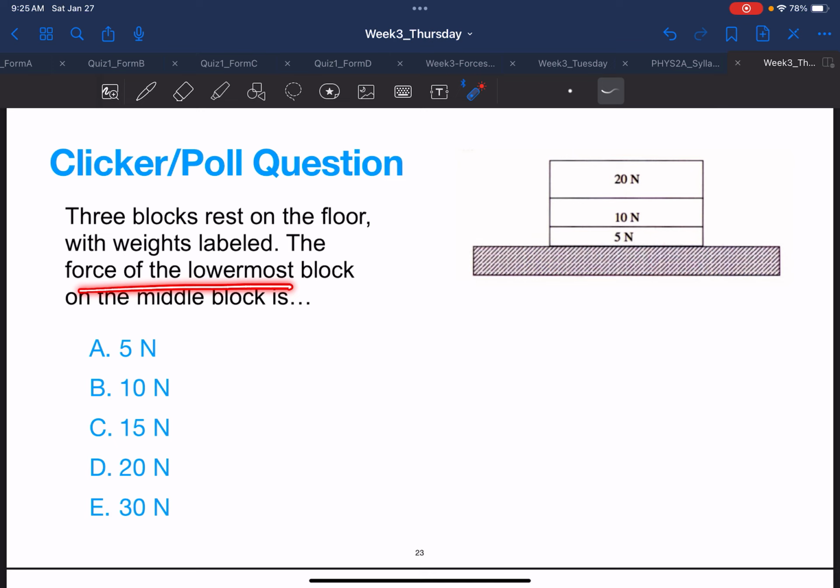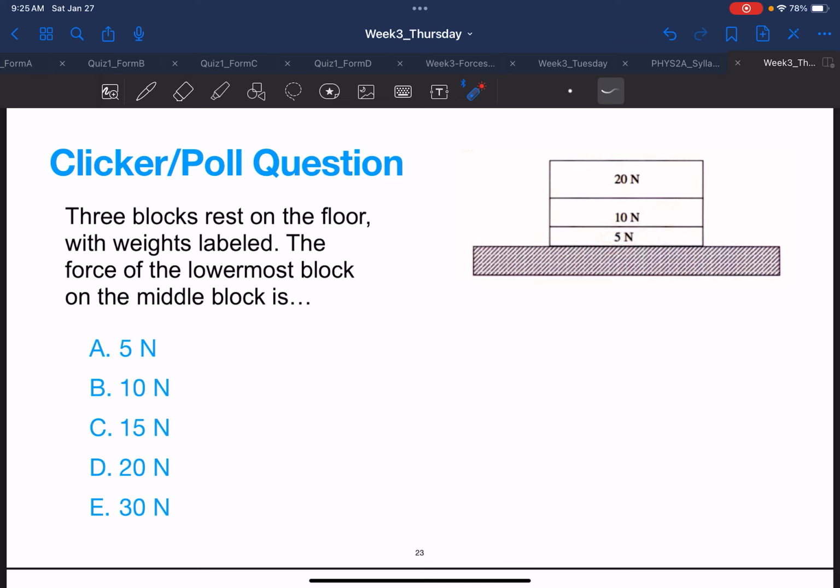Alright, so this example is a practice in Newton's third law. There are 3 blocks at rest on the floor with weights labeled. The force of the lowermost block on the middle block is going to be what? Okay, pause the video, draw a free body diagram for each of these, and try to solve for the force of basically the 5 Newton block that's being applied to the 10 Newton block.